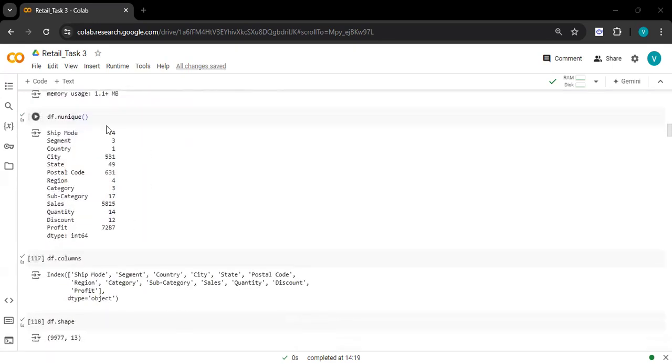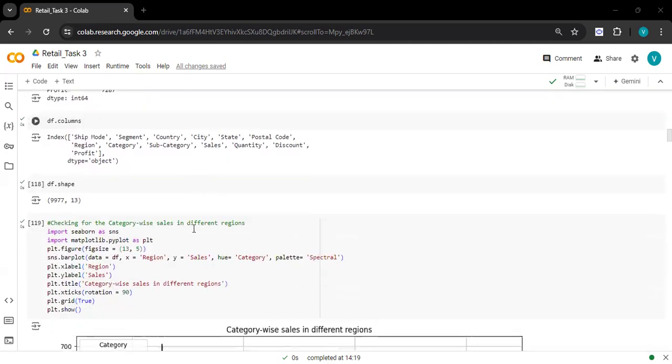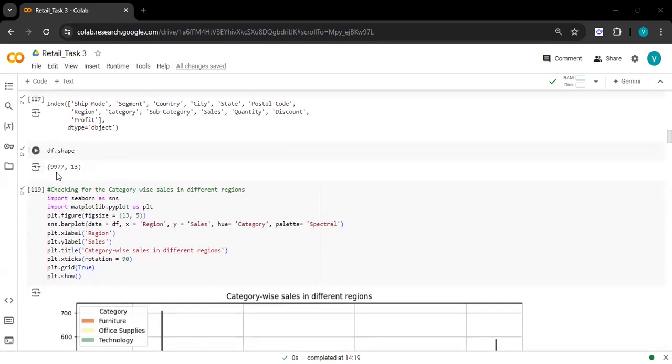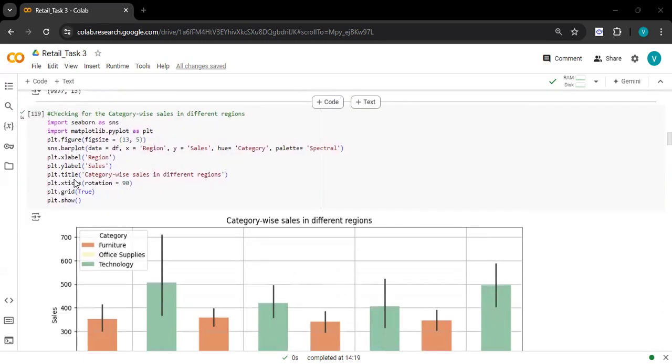You can see there are 4 unique values in the shipping mode column, and we can see the unique values present in the individual columns. You can see the different columns in the dataset, and there are 9,977 rows and 13 columns in the entire dataset.